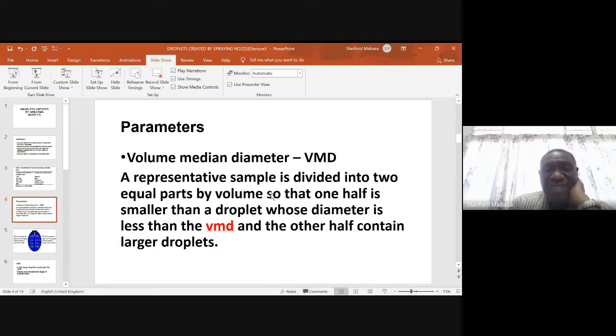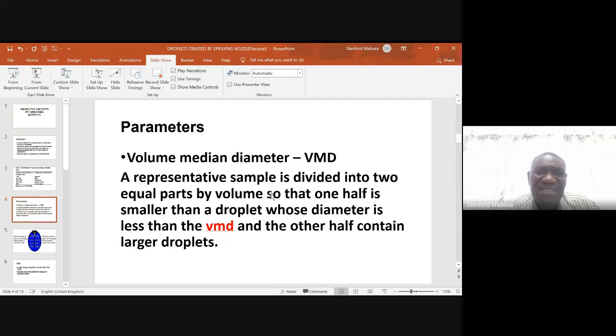Now we have certain parameters which are important, which are used when describing droplets. I've just chosen a few parameters which I think are important. Number one, we've got what is known as the volume median diameter, or VMD. Now, VMD is obtained, if it was possible, if you could measure the diameters of droplets in a sample. The droplet with a diameter which is equivalent to the median of that sample, that is the volume median diameter.